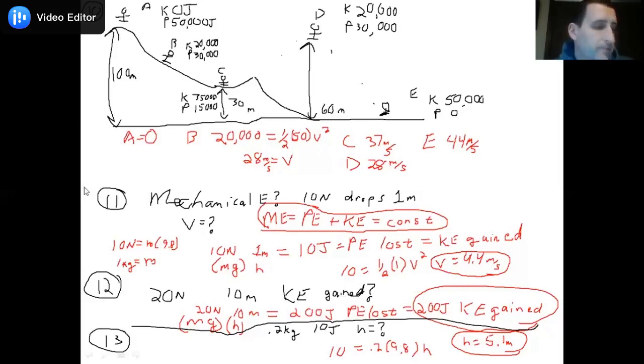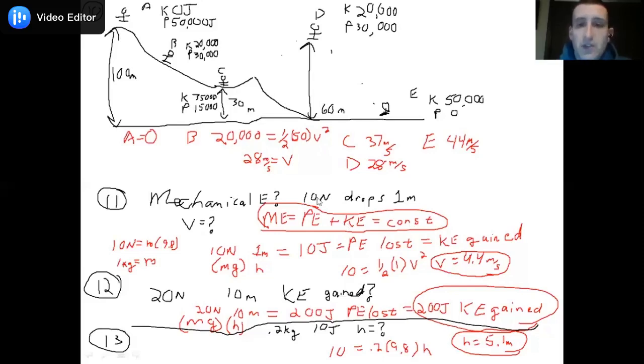Number 11, an object which weighs 10 newtons is dropped from rest to a height of 4 meters above the ground. When it is in free fall for 1 meter, what is its total mechanical energy with respect to the ground? So again, key here is they ask for mechanical energy. Mechanical energy is the sum of potential and kinetic. And as the object drops, its potential will decrease, but its kinetic will increase. So its mechanical energy, which is the sum of the two, will stay the same the whole way down.